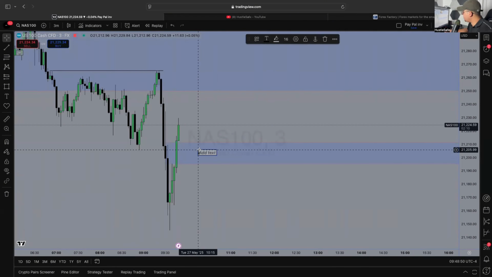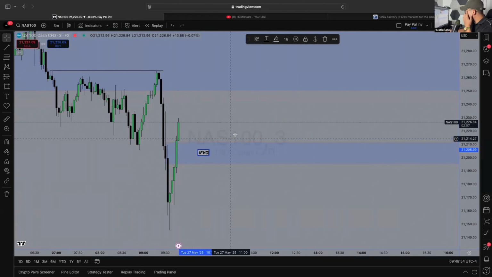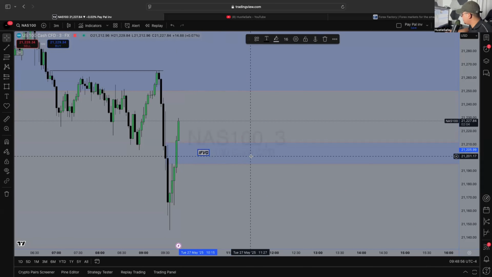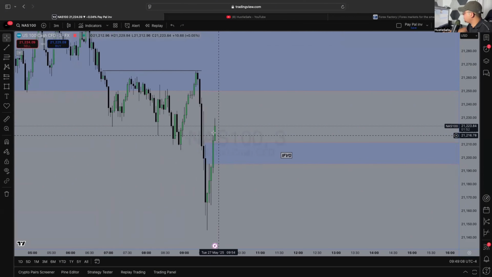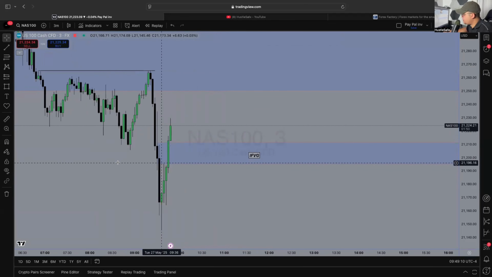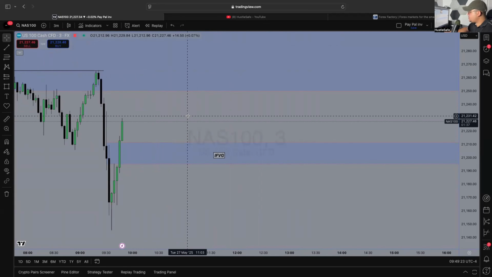I'm gonna write this here because this closed as an inverse fair value gap. So I'm just gonna let it there. And probably the market would like to remove these equal highs, but it hasn't given me a clean entry yet. So I'm just being patient.